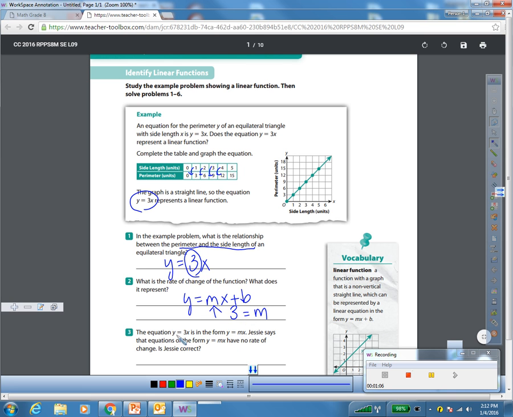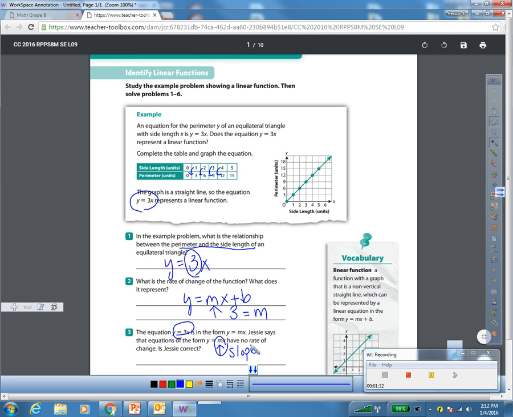On number 3, they give you the function, so your perimeter equals 3 times the sides. And it's saying that Jessie says the equations of the form y equal mx have no rate of change. Is Jessie correct? No, she is not correct. And here's why. M is your rate of change or your slope. And in this case, our rate of change is 3.